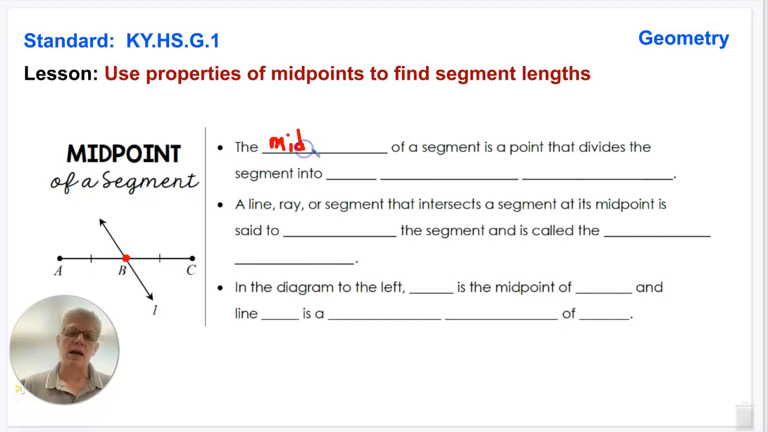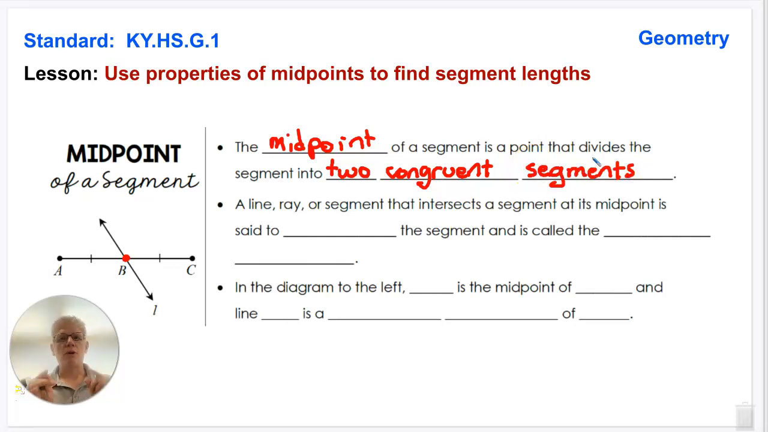The midpoint of a segment is a point that divides the segment into two congruent segments, and remember that congruent means the same. So the midpoint splits it into two even pieces. Right over here we can see that B is the midpoint of AC. It splits it into two equal sizes.